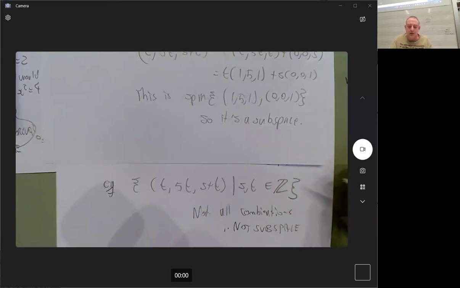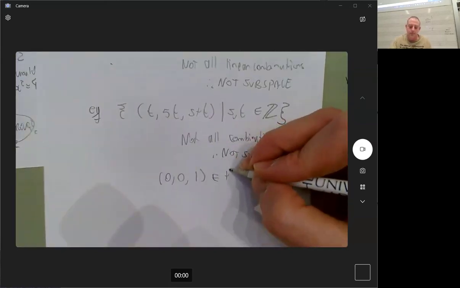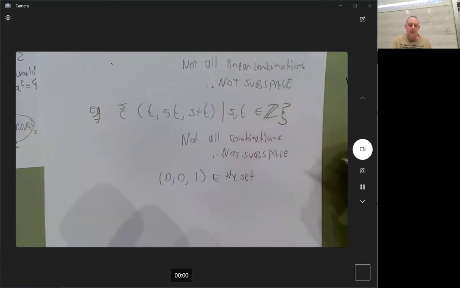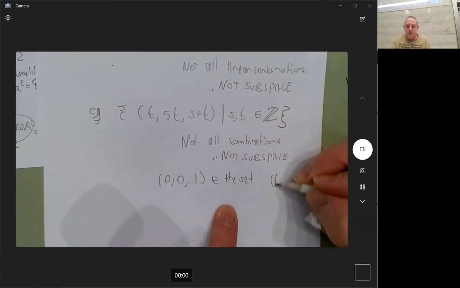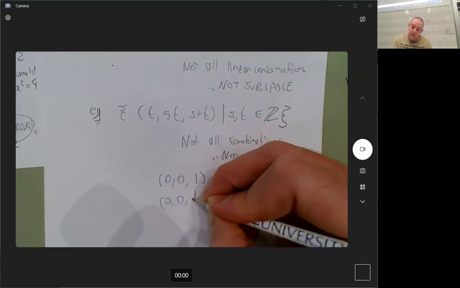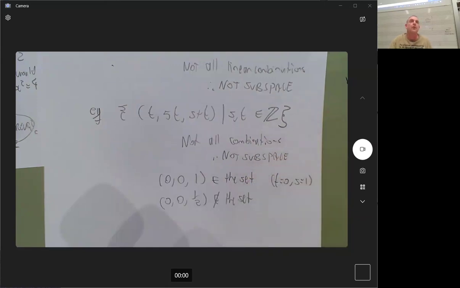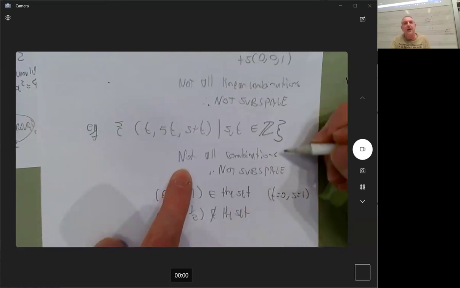In particular, this vector is in there. That's making t equals 0 and s equals 1. But this vector is not. So I multiplied by a number and I got a thing that's not in there anymore. So that's the proof. That's the thing in your head.